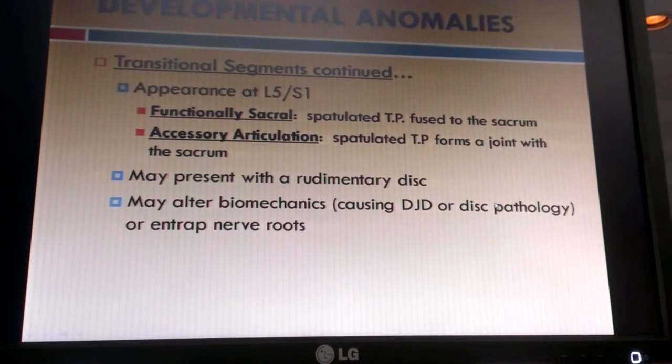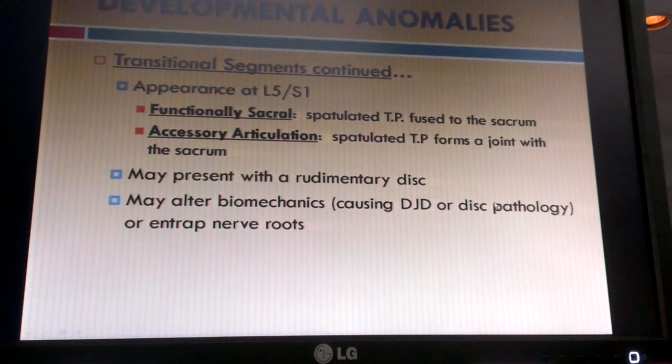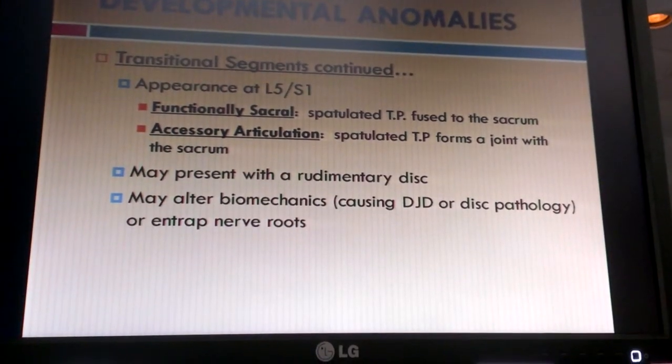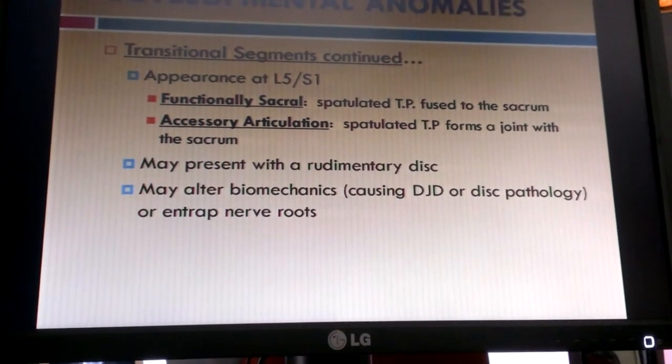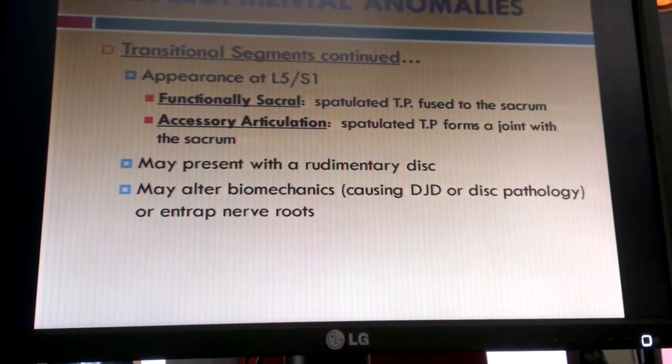So for that one, would you want us to say that that's transitional, almost sacral, or spatulated transverse? For that one, would you want us to say that that's? Oh, okay. Don't worry about it. Surely I can find a better one.